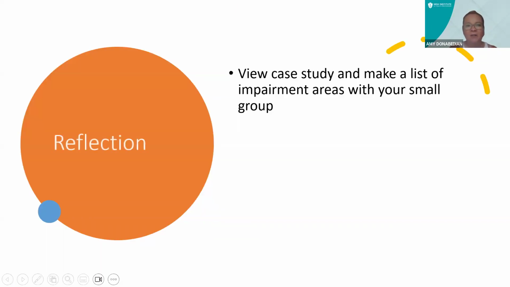So lastly, I would just like to take a little bit of time to reflect on what we've discussed. Everything that we've talked about today. We're also right now going to view a case study, and I'd like you to make a list of the top impairment areas that you're identifying based on what we've talked about today and what you already know. And we already have our pre-assigned groups. So I'll give you all a few minutes to go ahead and do that, and then we'll regroup from there.